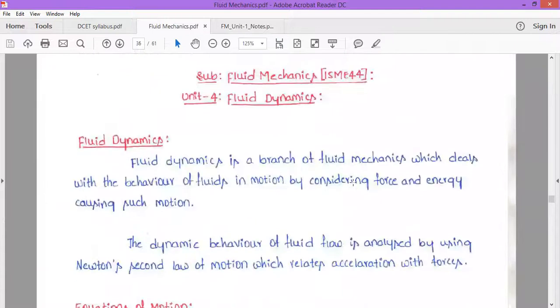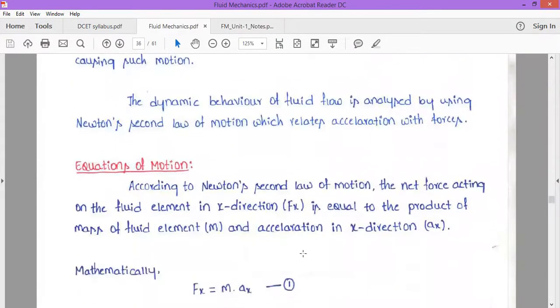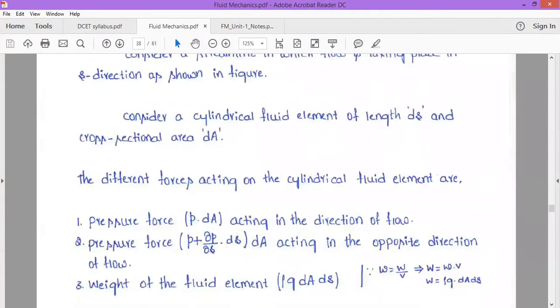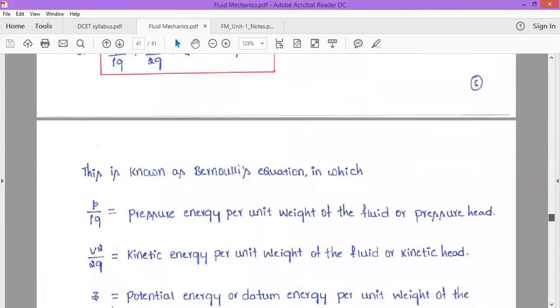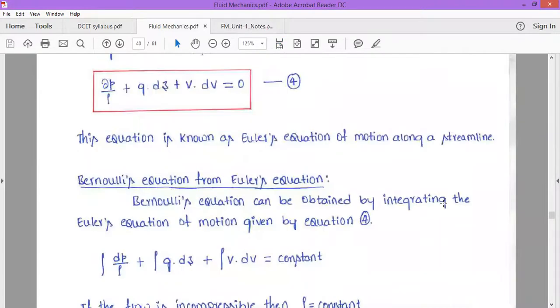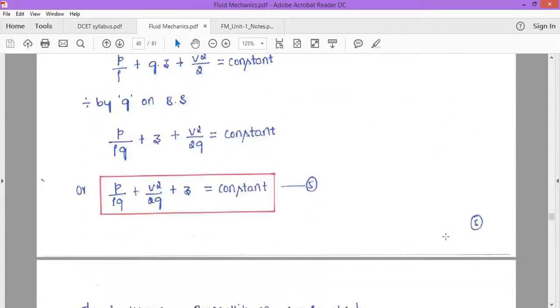Okay. Next, in our syllabus we are having Bernoulli's equation, right? Okay, this Bernoulli's equation can be obtained by integrating the Euler's equation. And this tells that total energy at any point in a fluid remains the same.